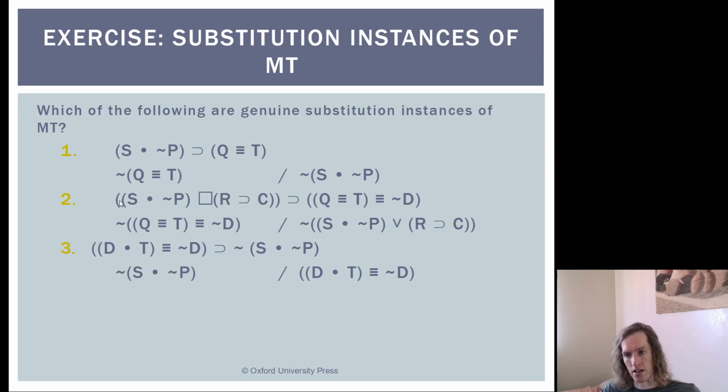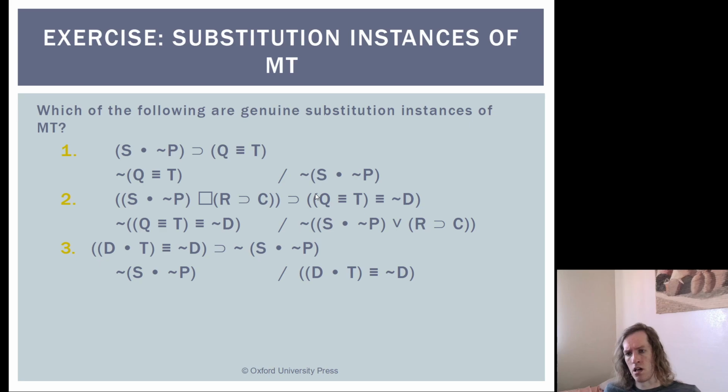So the antecedent of this conditional is a disjunction between S and not P, or if R then C, and the consequent is Q if and only if T, if and only if not D. Our second premise is it is not the case that Q if and only if T, if and only if not D. Therefore, we get the entire antecedent of our first premise negated: S and not P, or if R then C.